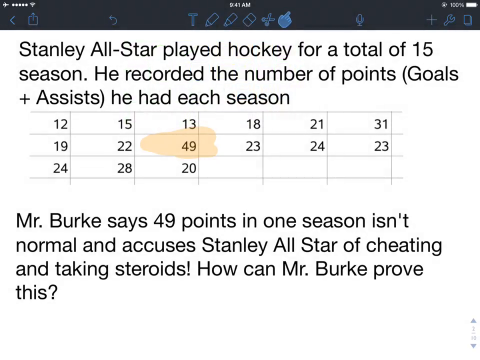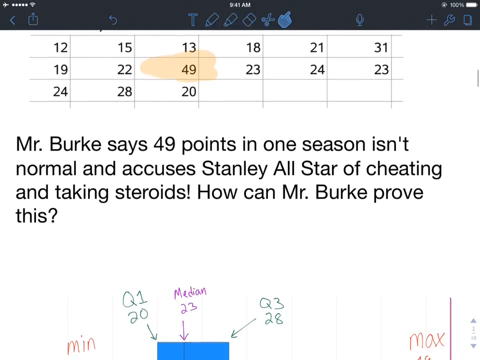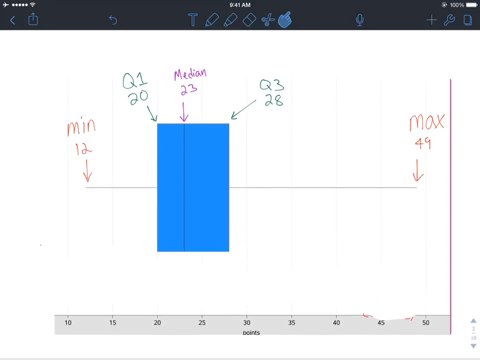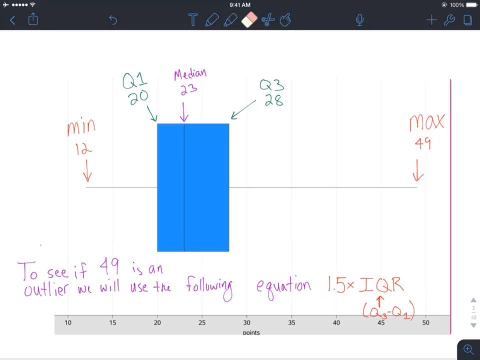By punching all the data into the calculator and making a box and whisker plot, this is what I come up with. Notice 5 important things: minimum, quartile 1, median, third quartile, and maximum. To help Mr. Burke see if 49 is cheating, he wants to determine if it is an outlier, meaning that data point of 49 does not fit in with the rest.